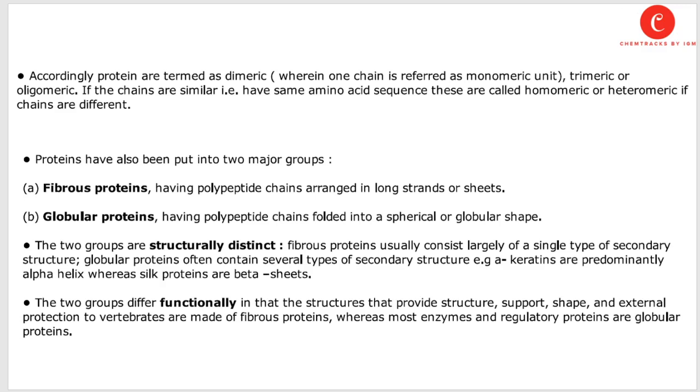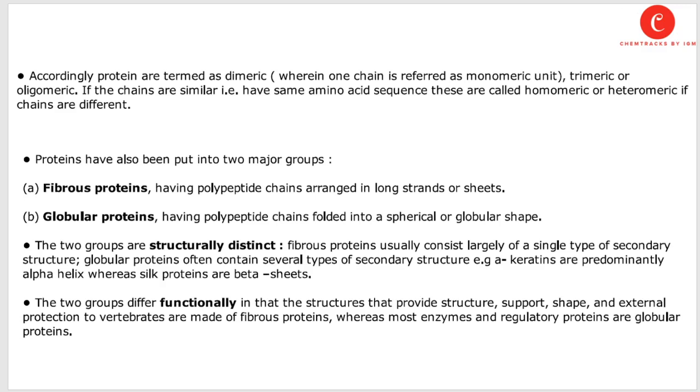If one chain of amino acids is there, the protein unit is known as monomeric. If there are two amino acid chains, they are termed dimeric. Three chains are termed trimeric, and if more than four and up to 10 chains are present, they can be categorized under oligomeric. If the chains are similar or have the same amino acid sequence, these are called homomeric, or heteromeric if they contain different amino acid sequences.